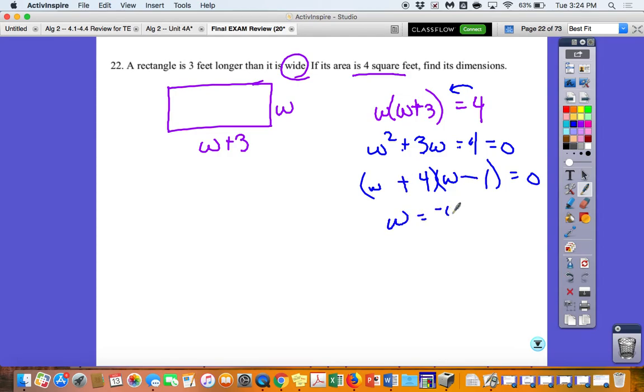So W is negative 4. W is 1. Now, which one's wrong? That would be the negative, because we don't measure in negatives. So your real answer is 1.